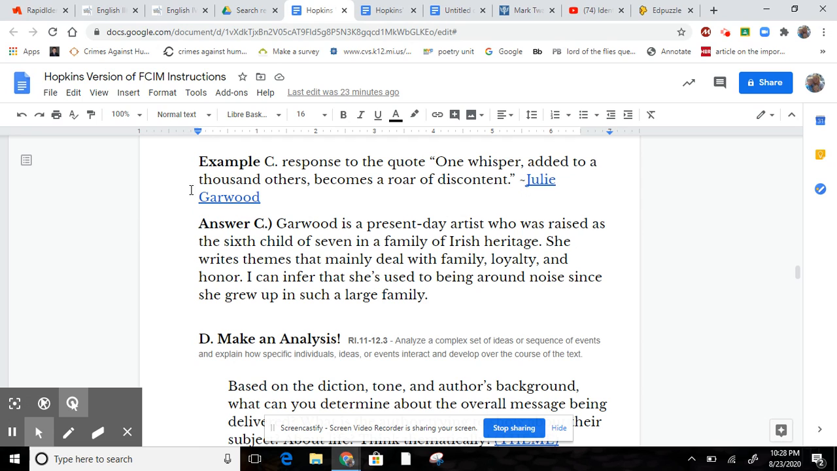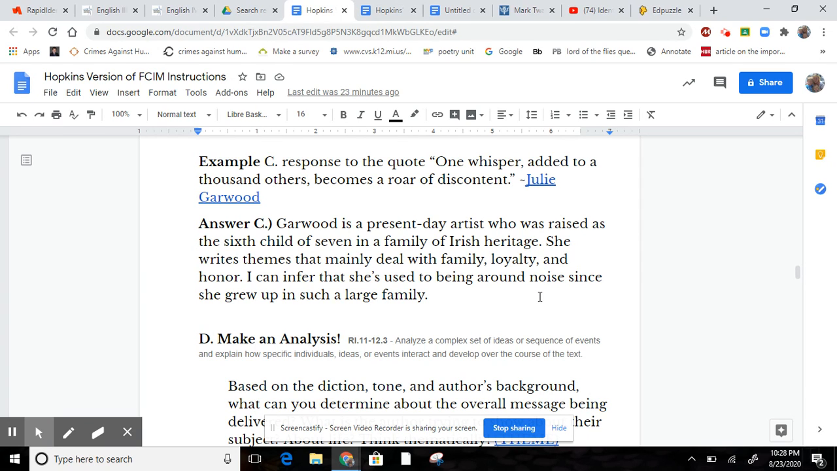All right, and here's our example answer. If we were to still have the quote, one whisper added to 1,000 others becomes a roar of discontent, what I've put beside it is a hyperlink of the author of the quote, Julie Garwood. And if you go there and read, you can summarize a little bit and make an inference based off of her life. So Garwood is a present day artist, so that gives us our time period, who was raised as the sixth child of 7 in a family of Irish heritage. She writes themes that mainly deal with family loyalty and honor.